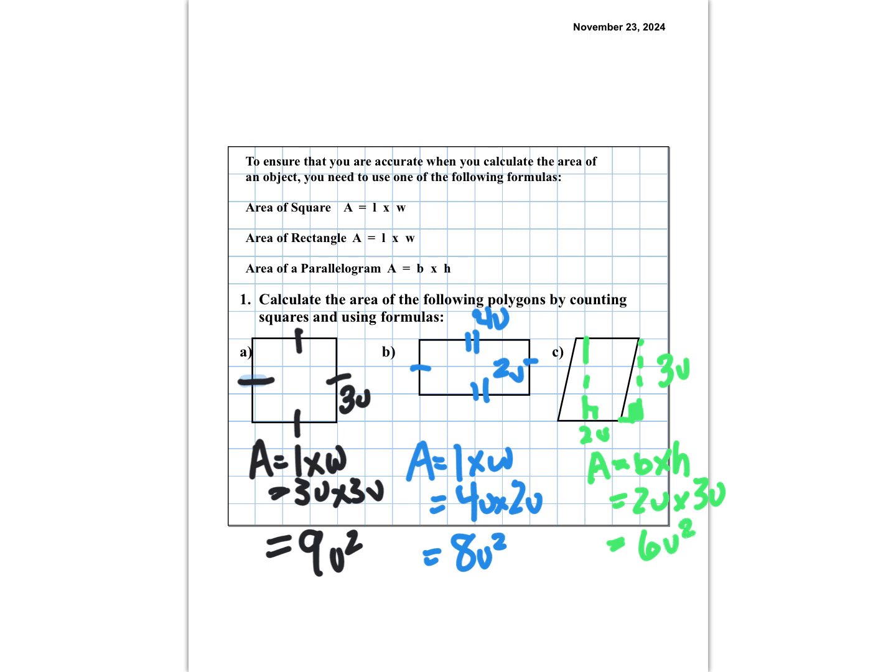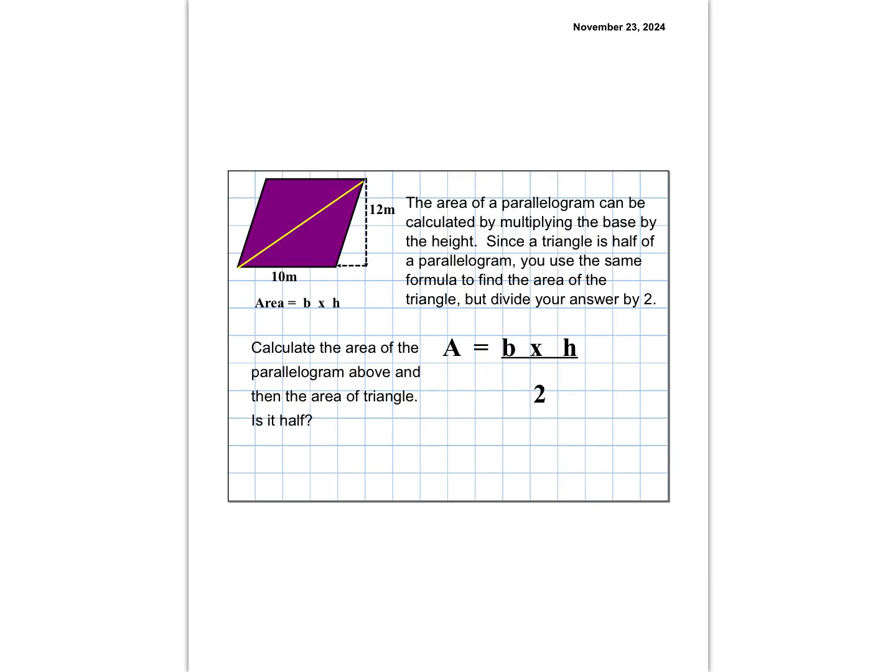So those are formulas you should already know and should be comfortable working with. It's when we start working with triangles, trapezoids, and circles that things get a little bit more complex. So when we look at a triangle, the area of a parallelogram can be calculated by multiplying base by height. We just did that. But since a triangle is half of a parallelogram, and you can see that identified right here, we could use the same formula, just divide by 2.